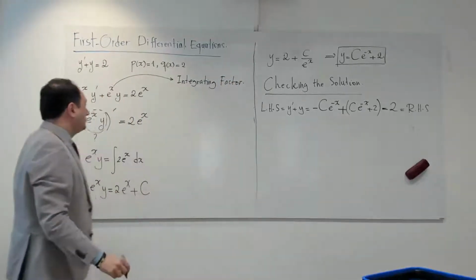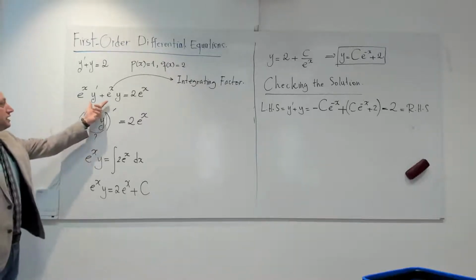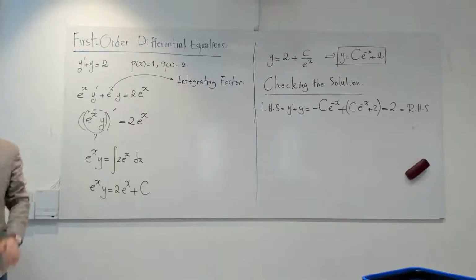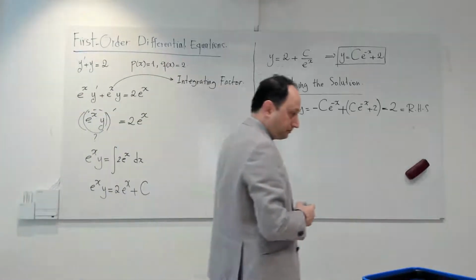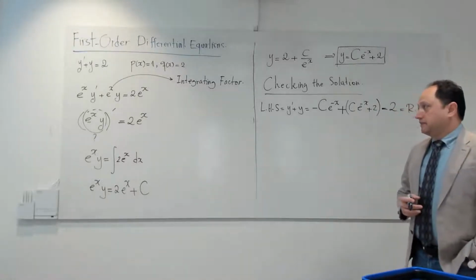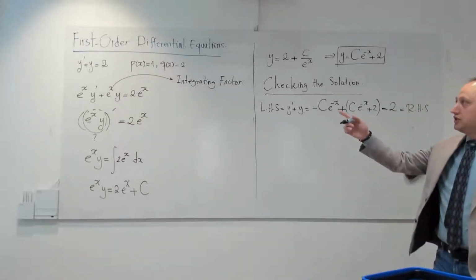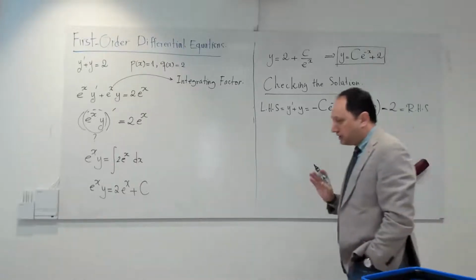So it is a factor that I multiply both sides of my equation by, so that it turns the left-hand side into a complete derivative, the derivative of an expression. Okay, but it was not hard to guess this integrating factor here, so it was more or less easy.